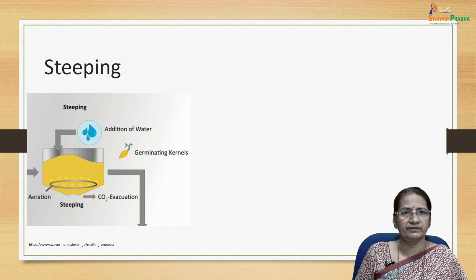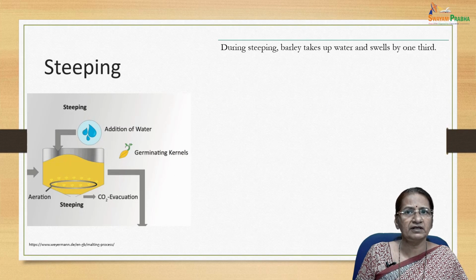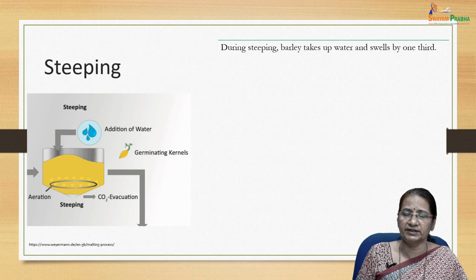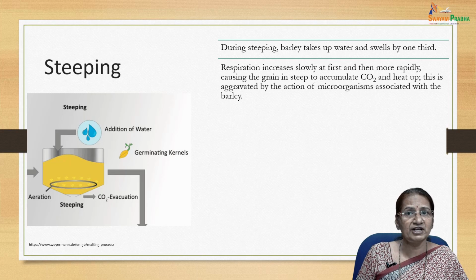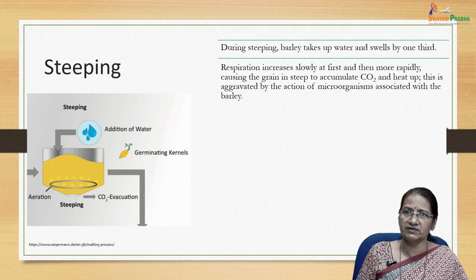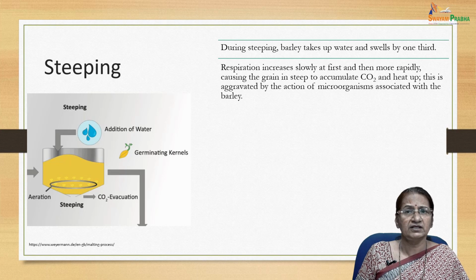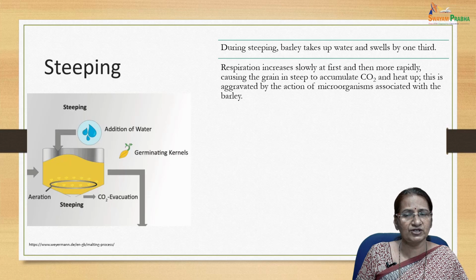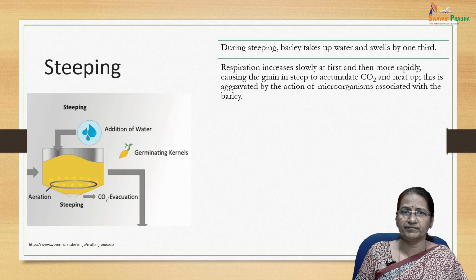Now steeping. During steeping, barley takes up water and swells by 1/3. Respiration increases slowly at first and then more rapidly, causing the grain in steep to accumulate carbon dioxide and heat up. This is aggravated by the action of microorganisms associated with the barley.